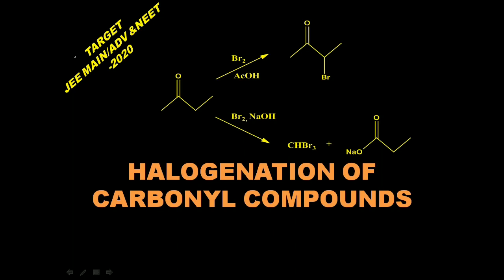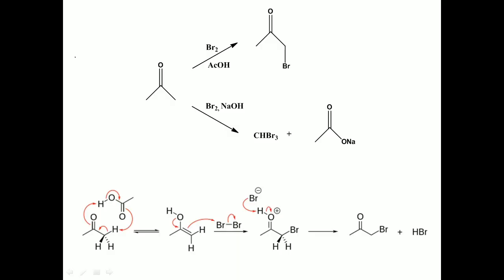In this video, let us discuss one of the most important topics, that is halogenation of carbonyl compounds. Halogenation takes place in acidic medium as well as basic medium. The basic medium halogenation we are very familiar with; that is nothing but the haloform reaction. A carbonyl compound which has a methyl group, on reaction with a halogen in the presence of base, produces haloform and the corresponding carboxylic acid.